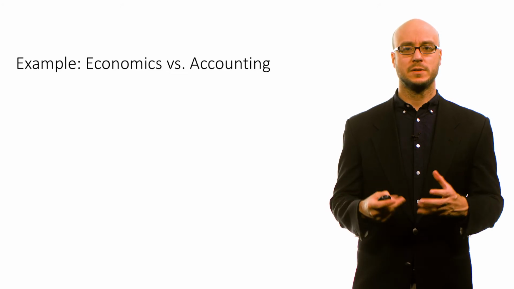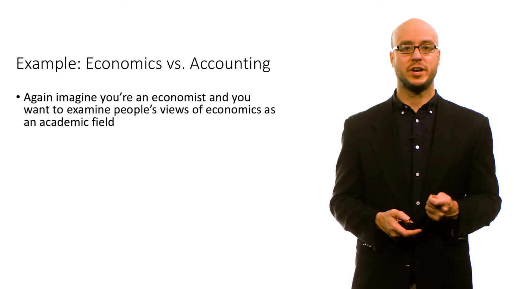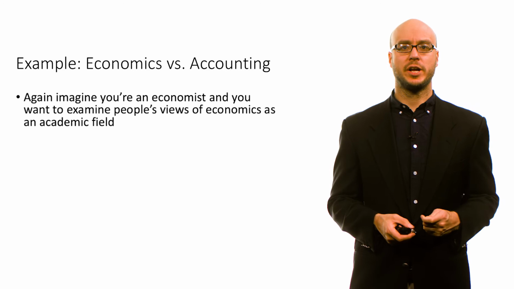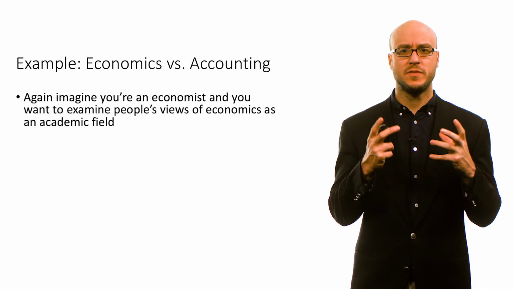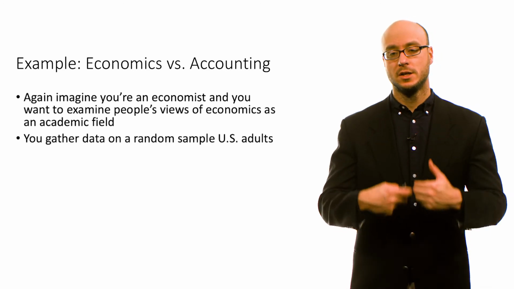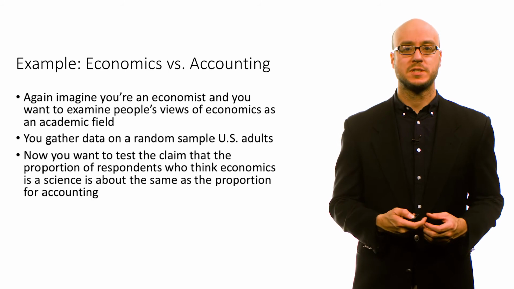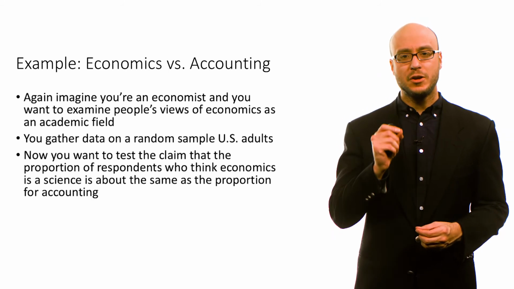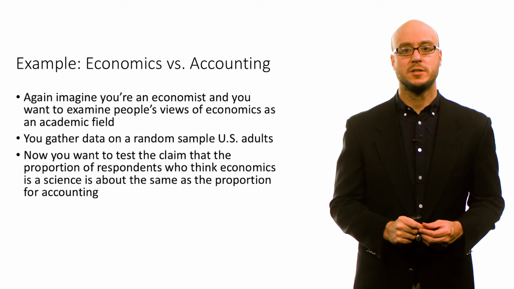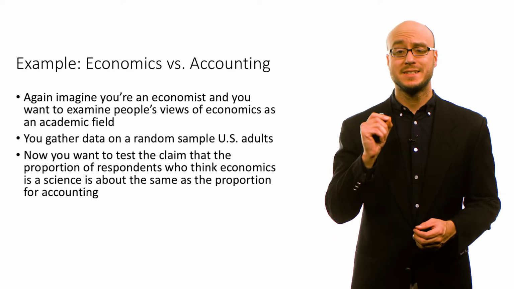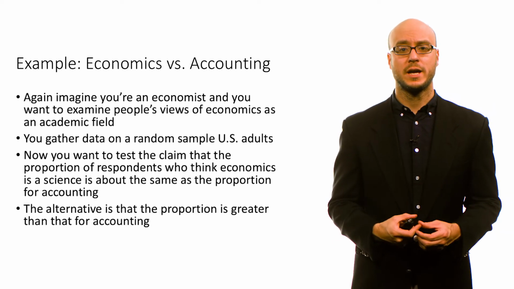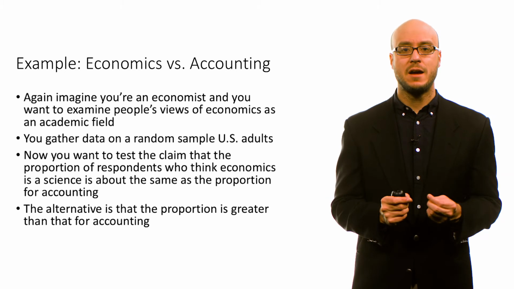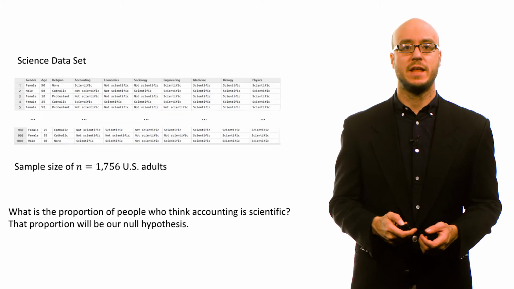As another example, let's compare economics with accounting. Again, imagine you're an economist and you want to examine people's views of economics as an academic field. We again have a random sample of US adults, but now you want to test the claim that the proportion of respondents who think economics is a science is about the same as the proportion for accounting. The alternative now is that the proportion is greater than that for accounting.